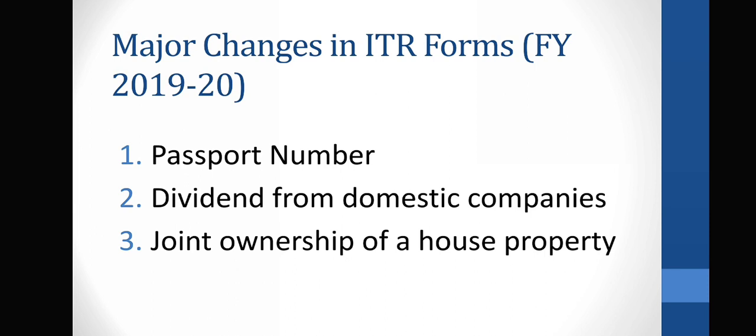So, the first one is the passport number. The assessee needs to disclose the passport number if held by the taxpayer. This is to be furnished both in ITR 1 and ITR 4. Second is that if you have taxable income as dividend from domestic companies, then you are not eligible for ITR 1 form. Third one is that if you jointly own a house property, then you cannot file ITR 1 or ITR 4.